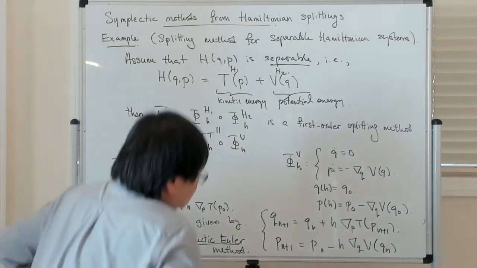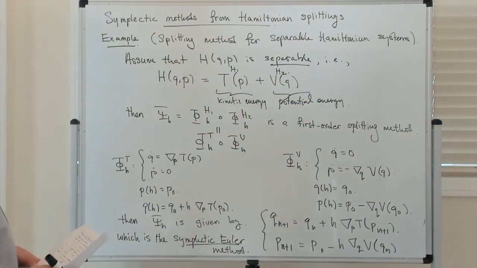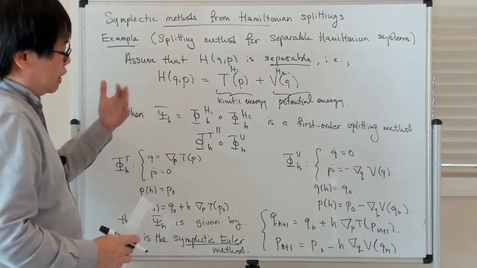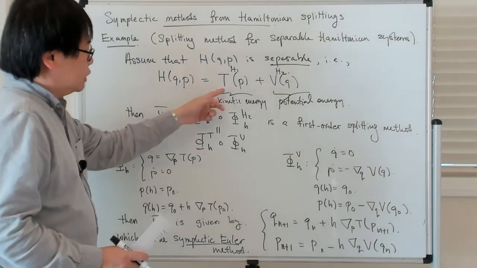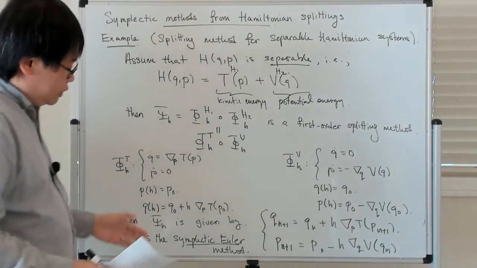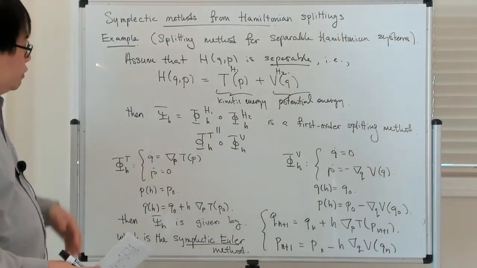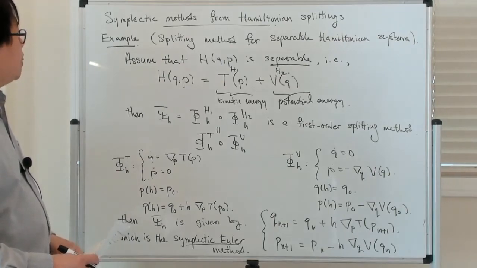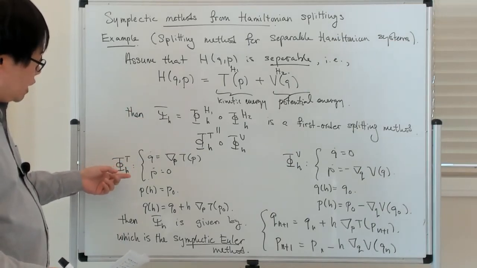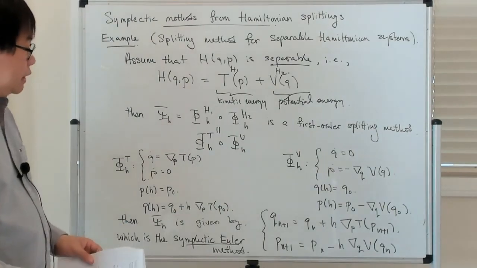So that's a nice example to illustrate this idea: instead of splitting the vector field directly, you split the Hamiltonian, then look at the Hamiltonian vector fields associated with each of the pieces, compute the exact solution flows, and compose them to get one of these splitting type methods. It is automatically symplectic because these are individually Hamiltonian flows, which are symplectic, and so the composition of them is again symplectic.